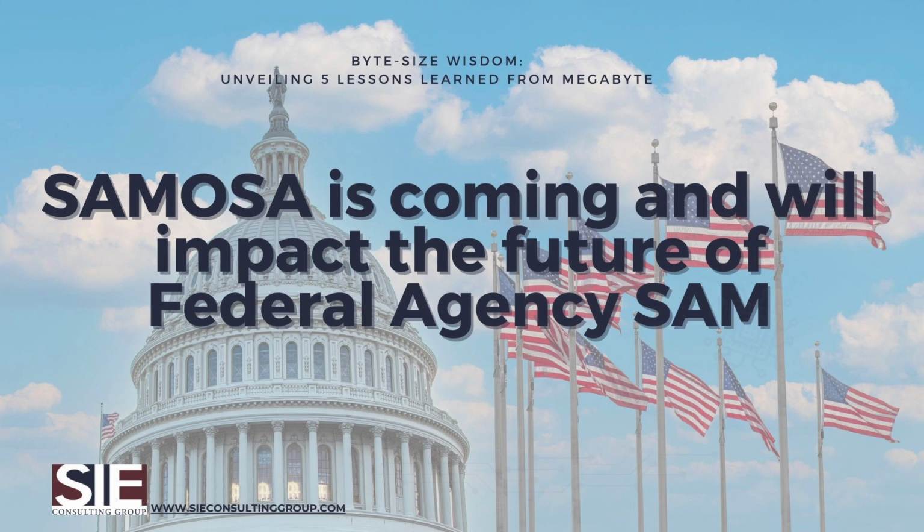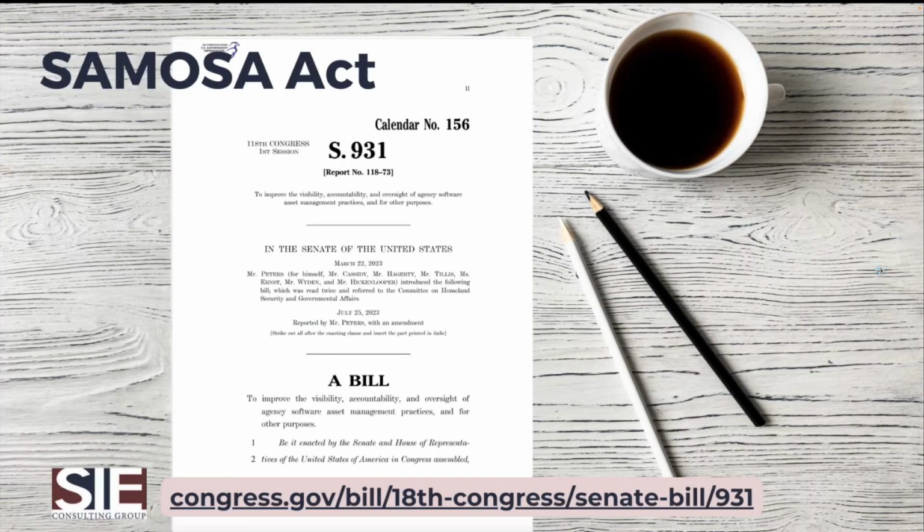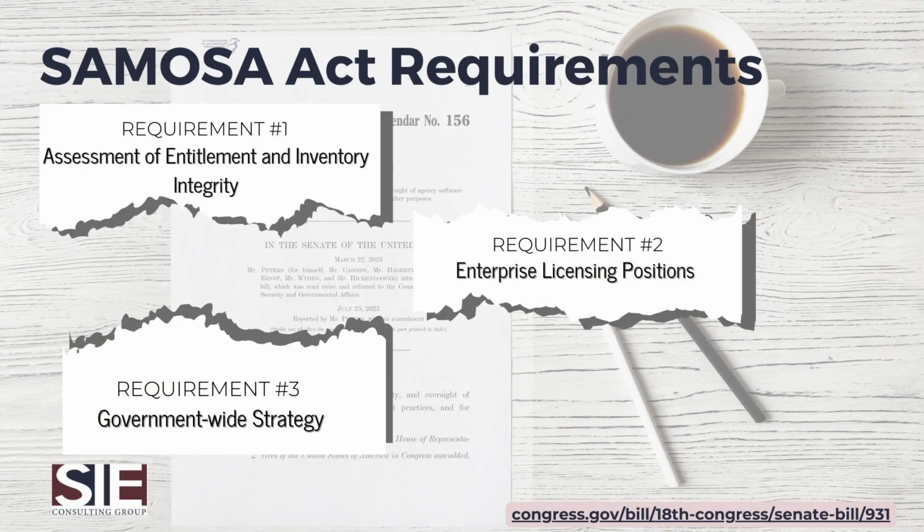It's something to be aware of for federal software asset managers. We'll talk a little bit more about what it requires. Here's a picture of the bill and a link if you want to see it. There are really three main requirements for SAMOSA. The first is that the agency conduct an assessment of entitlement and inventory integrity. What that really means is a gap assessment or a maturity assessment. How well can the agency collect and manage its inventory and its entitlements? How complete is that data? And based on the results of that, there are corrective action requirements that would come out of the assessment.